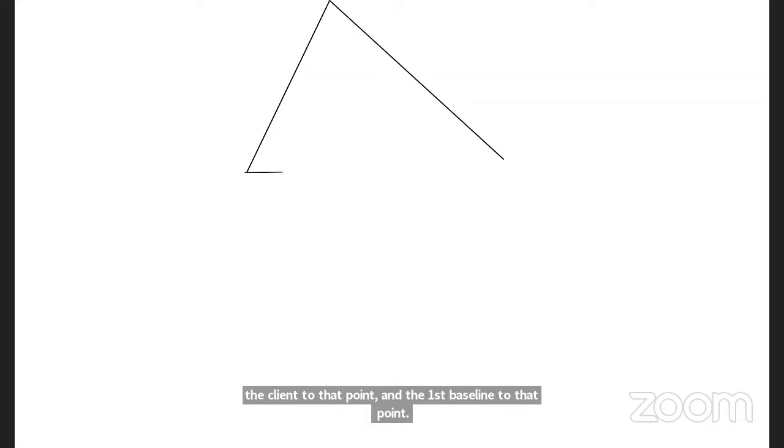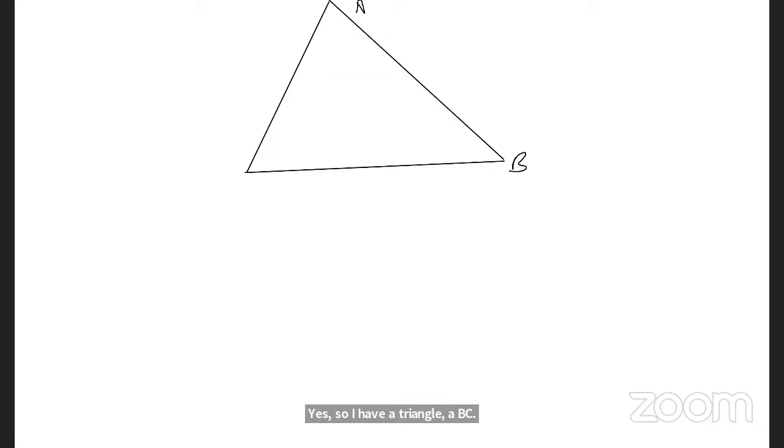Don't worry, we will do it in detail in our class. I only showed how to make a triangle with a compass. Okay, so I have a triangle ABC. Now, what is an altitude basically? It is also a line segment that starts from the vertex and meets the opposite side, but at right angles.